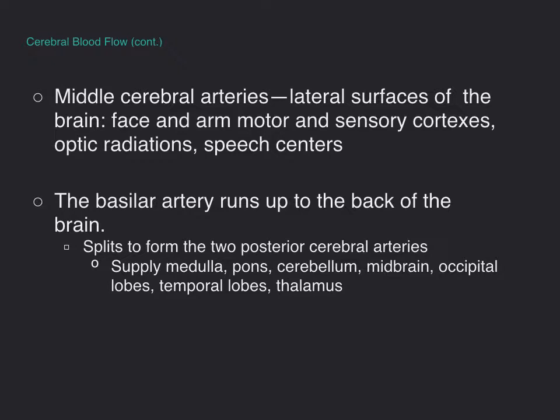The middle cerebral arteries supply the lateral surfaces of the brain, the face and arm, motor and sensory cortexes, and the optic radiations and the speech centers. The basilar artery runs up the back of the brain and splits to form the two posterior cerebral arteries. They supply the medulla, the pons, the cerebellum, the midbrain, the occipital lobes, the temporal lobes, and the thalamus.